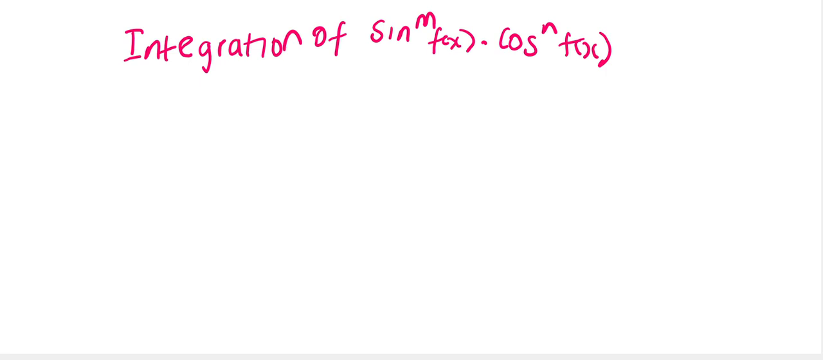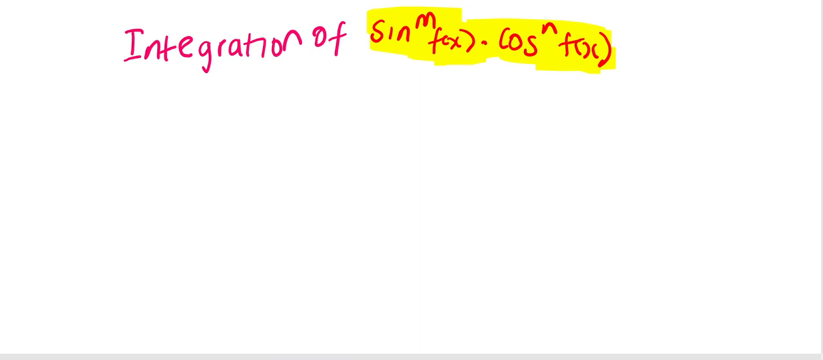Hi guys, in this video we're still looking at trigonometric integrals, but in this case we'll be looking at integration of sine to the power of m of f of x times cos to the power of n of f of x. Now, in 1.3 of our study guide, it says that when either m or n is an odd number, we split the odd power and use the following identity.